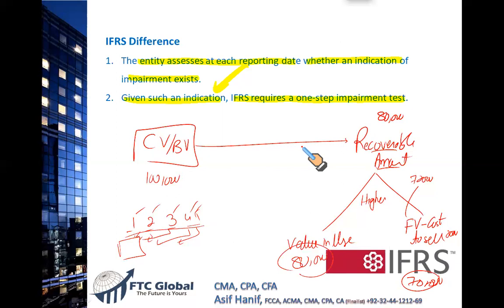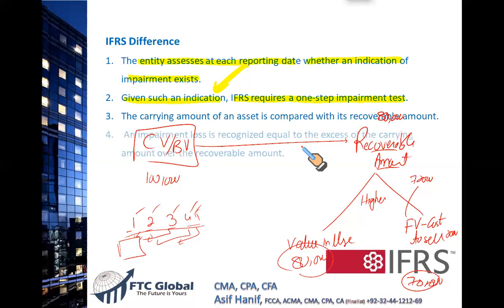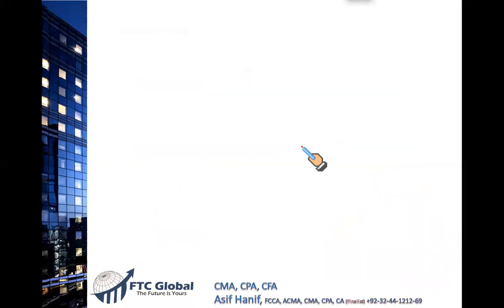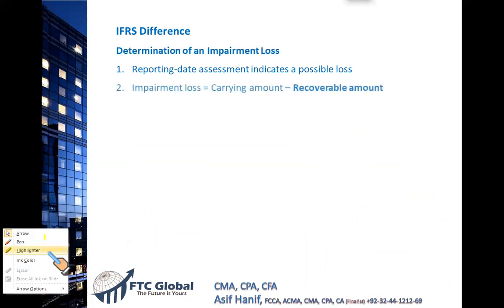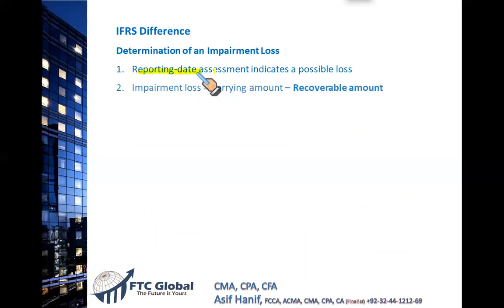We will revisit, read the theory and do the questions to further hammer the concept into your memory. So let's redo it now. How do we do impairment under IFRS? It's now written in text. Reporting date assessment indicates there is a possible loss. Impairment loss is the difference between carrying amount, which is $100,000, and recoverable amount, which we just determined to be 80.